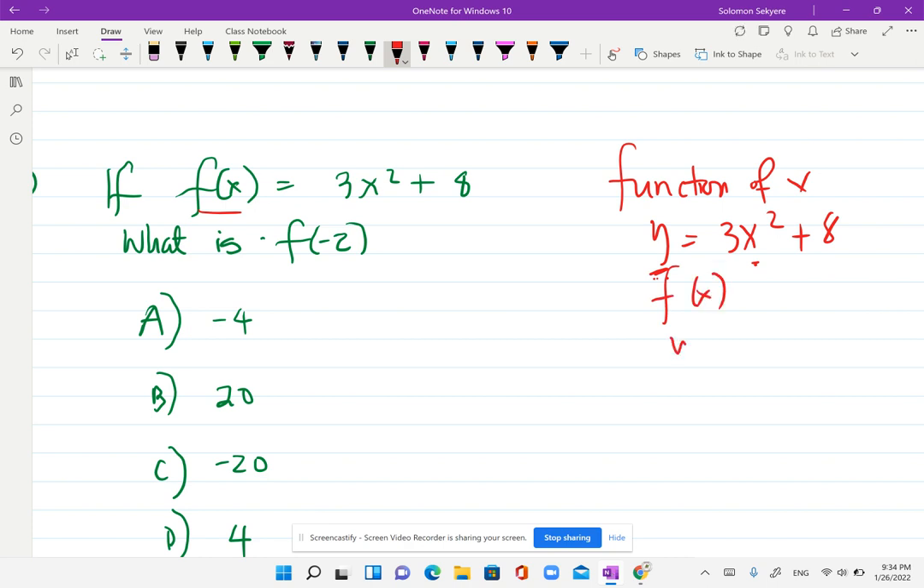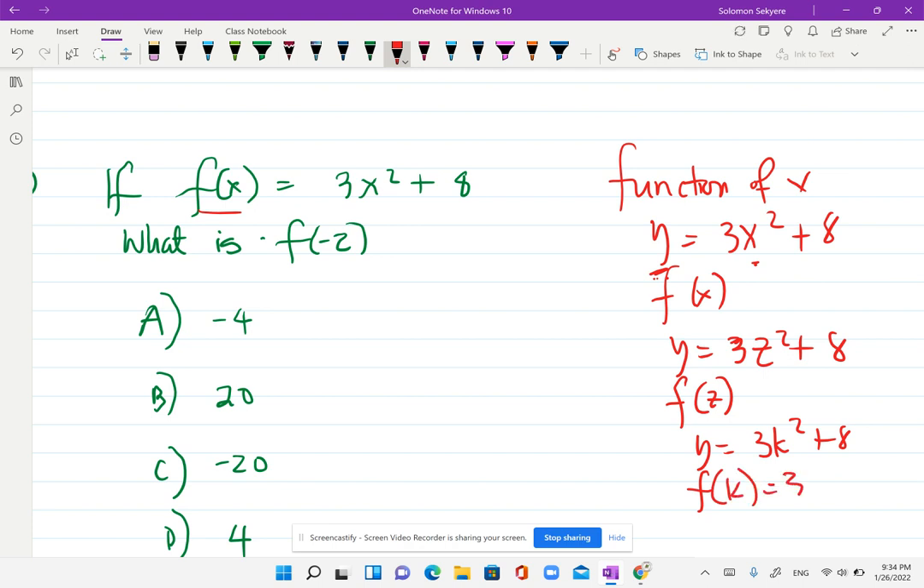We can say y equals 3z squared plus 8. In that case, we'll say y is a function of z, okay? And we can also have y equals 3k squared plus 8. In that case, we'll say y is a function of k, and then we write 3k squared plus 8. So understand the function notation.